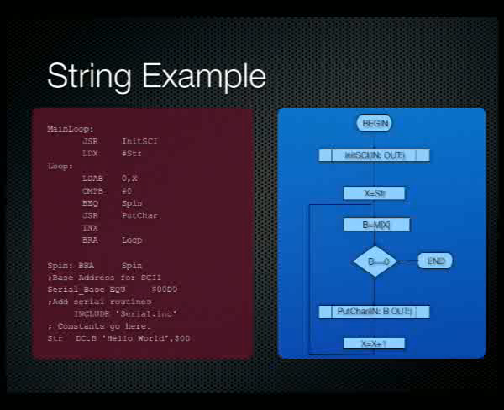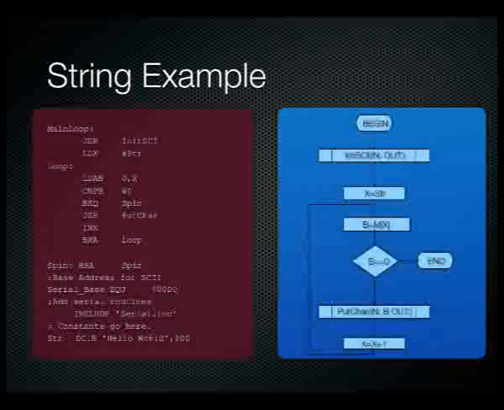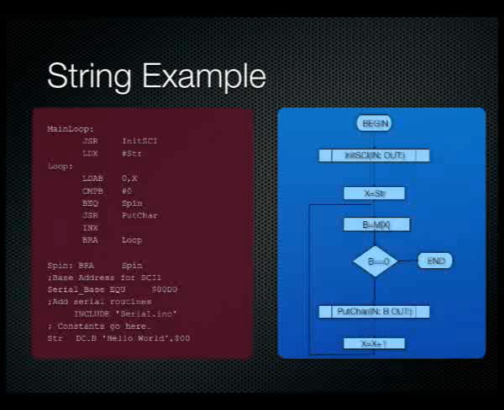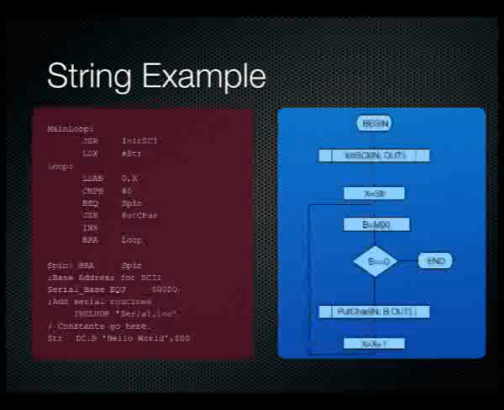But what we've got after the spin is assembler directives. So we've got an assembler directive that tells the assembler the base address for our serial port. And then we've got it including our serial subroutine. So we've included serial.inc. Therefore, when we assemble this, the entire contents of serial.inc is included in place of this include line here. And then at the end of all those serial instructions, we simply have our string definition. So we've got a string label, we've got a dc.b, and then we've defined the string hello world, and we've put a 0 on the end of it to null terminate it.